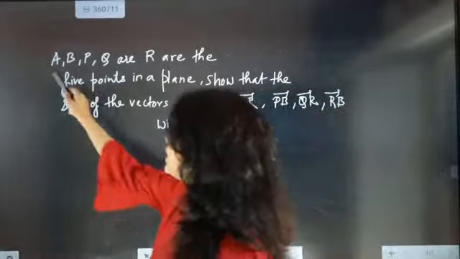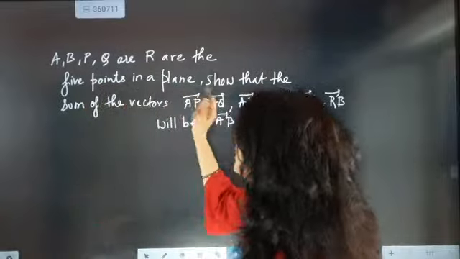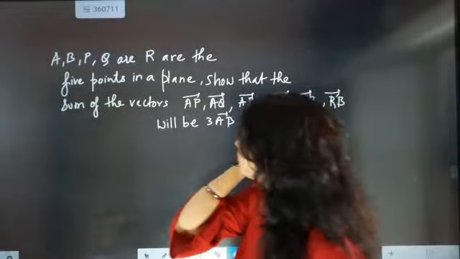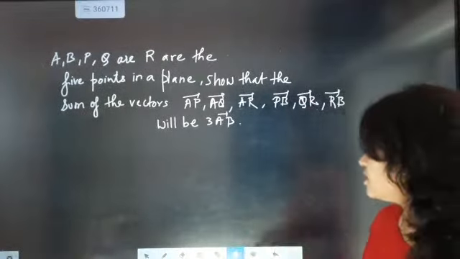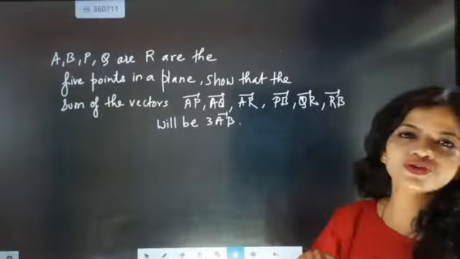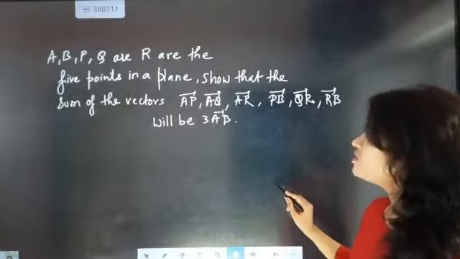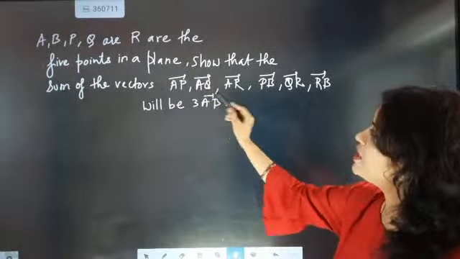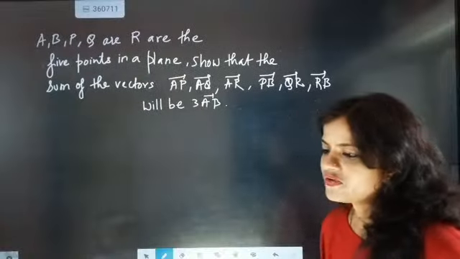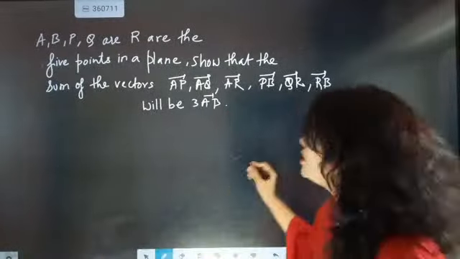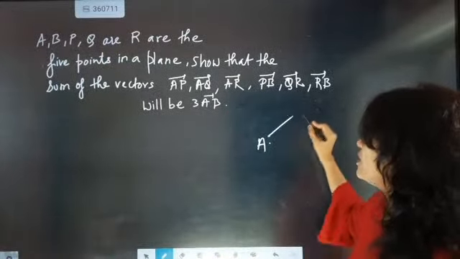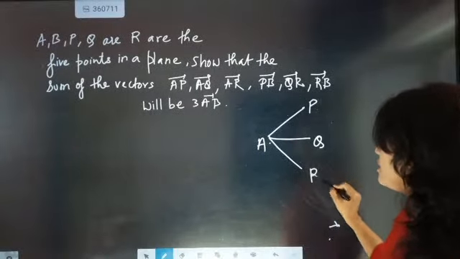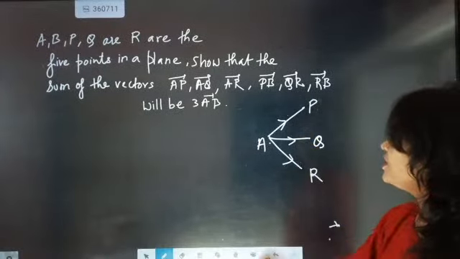Now look here. A, P, B, Q and R are the 5 points in a plane. Show that the sum of the vectors. So the most important thing is the sum of all this. So you have to first find the sum of all this. Now a simple way is there, but presentation has to be there. So AP, AQ, AR. So 100% when AP, AQ, AR is there, that means A is the point.